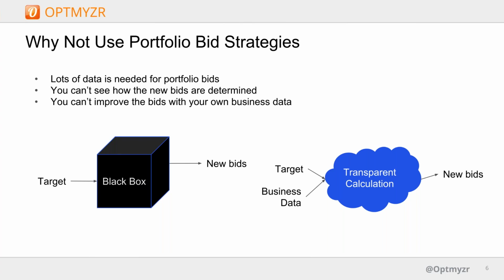Now, when you use the Google system, you have the black box. That's what you see on the left. So Google, you go to them and you say, my target cost per acquisition is $20. Some stuff happens inside of a black box. You have no clue what's happening, and some new bids come out of it.